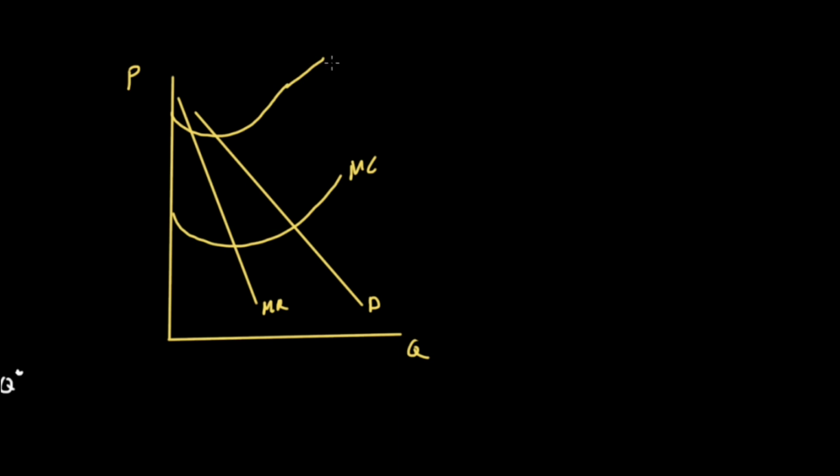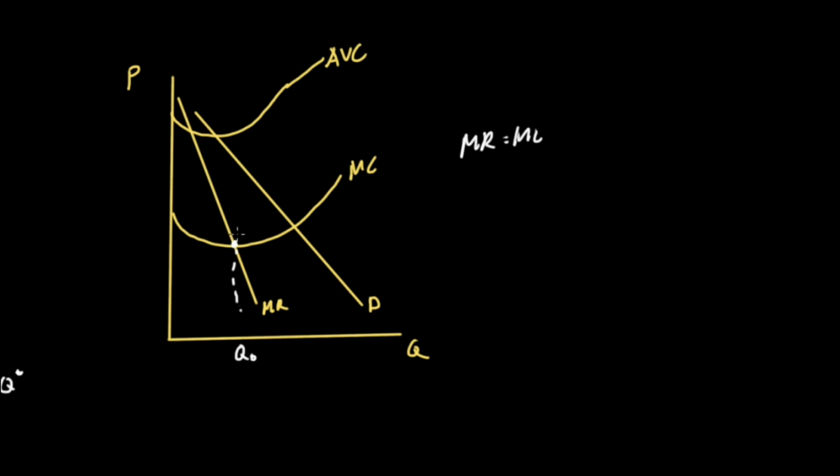So an average variable cost here. This would be our average variable cost. So let's analyze this again. The firm would choose a quantity where MR is equal to MC. Again, MR equal to MC. This would be here. And so Q would be equal to Q naught.